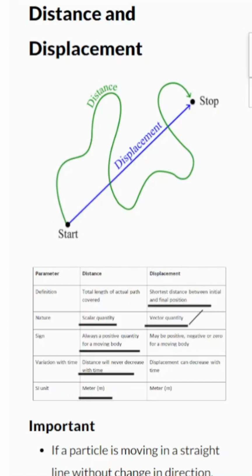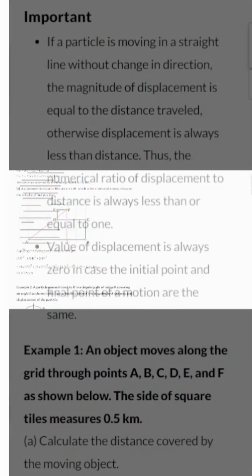Displacement. Displacement is a vector quantity that describes the change in an object's position from its initial point to its final point. It considers both the distance and direction traveled. Displacement can be positive, negative, or zero, depending on the final position concerning the initial position. Displacement can decrease with time, and its SI unit is meters.